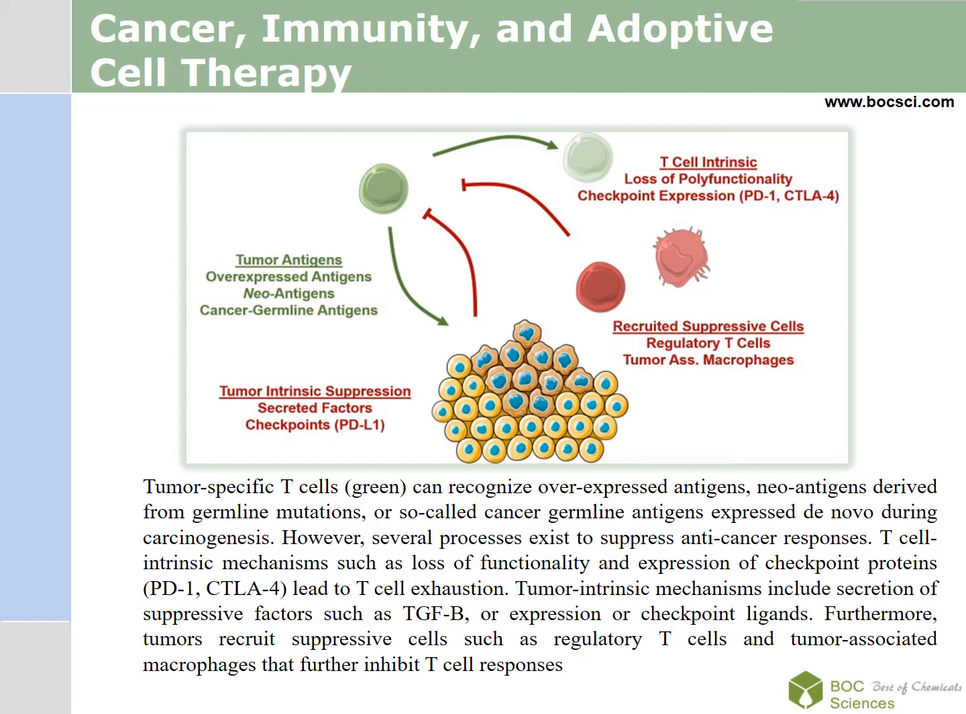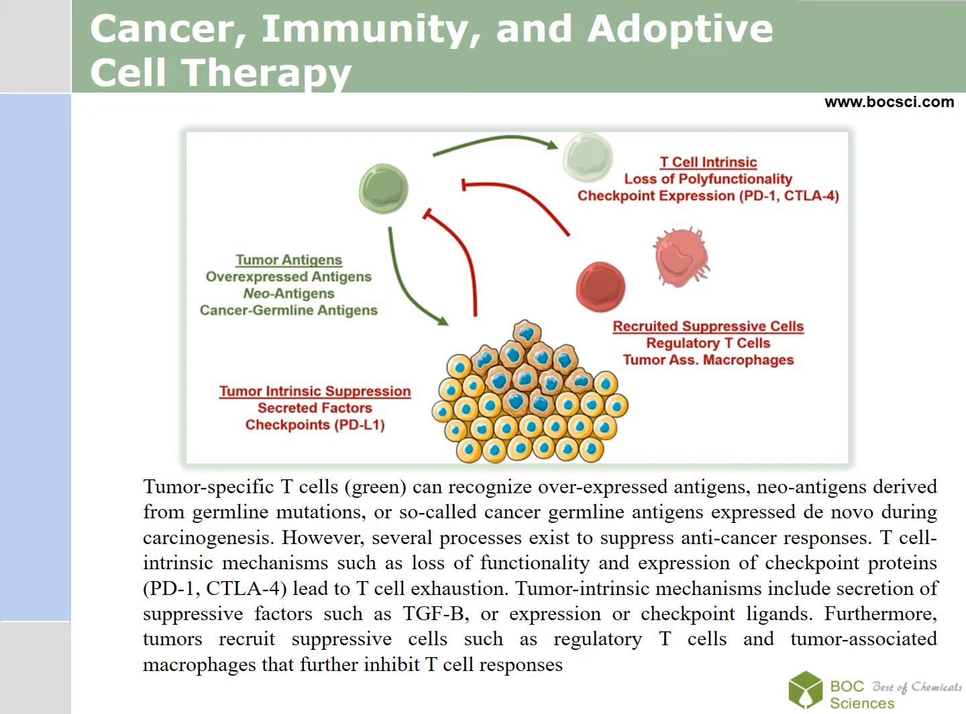To mount an effective and targeted response, T-cells must be able to recognize and target specific antigens presented in the context of major histocompatibility complex, MHC, proteins on the tumor that are not present or are poorly expressed on healthy tissue. Tumor-specific T-cells can recognize overexpressed antigens, neoantigens derived from germline mutations, or so-called cancer germline antigens expressed de novo during carcinogenesis. However, several processes exist to suppress anti-cancer responses.